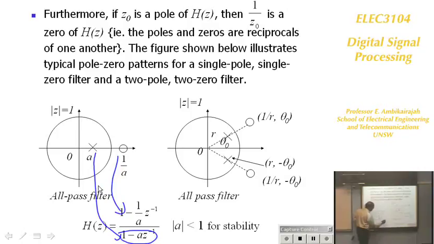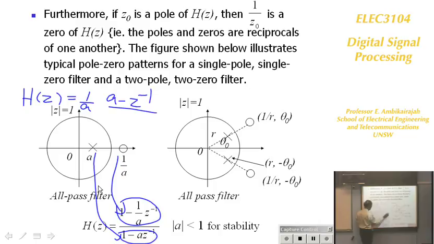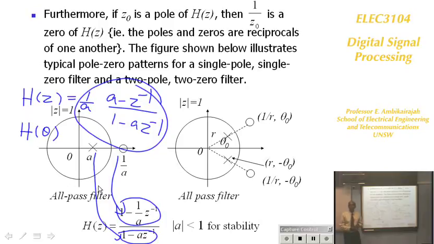Find out the magnitude response of that. So you have got H of z equal to, from this equation, 1 over a times a minus z to the minus 1 divided by 1 minus a z to the minus 1. Go and find out the magnitude of H of theta for this. You will find that it becomes 1. That means it passes all the frequencies.